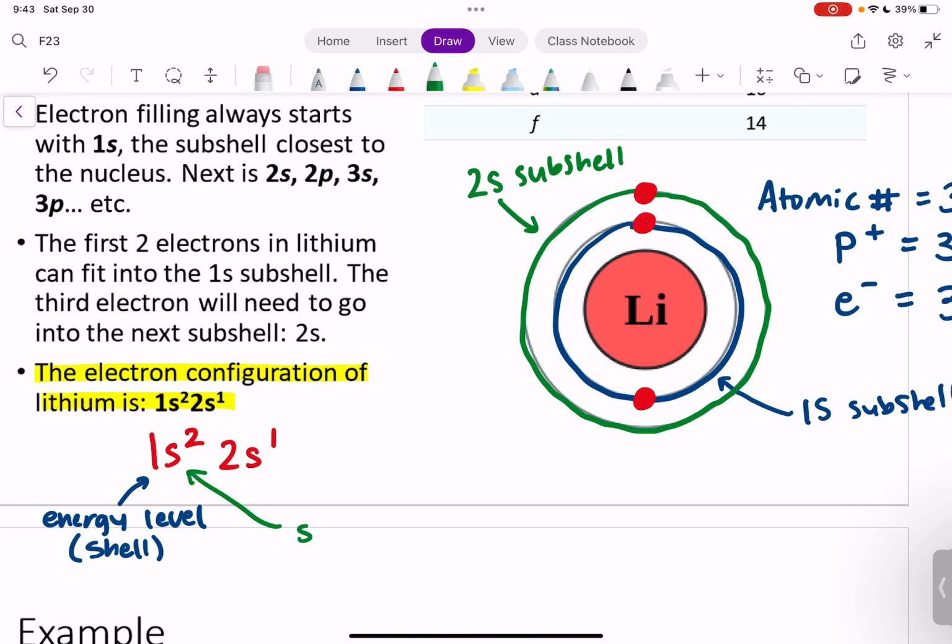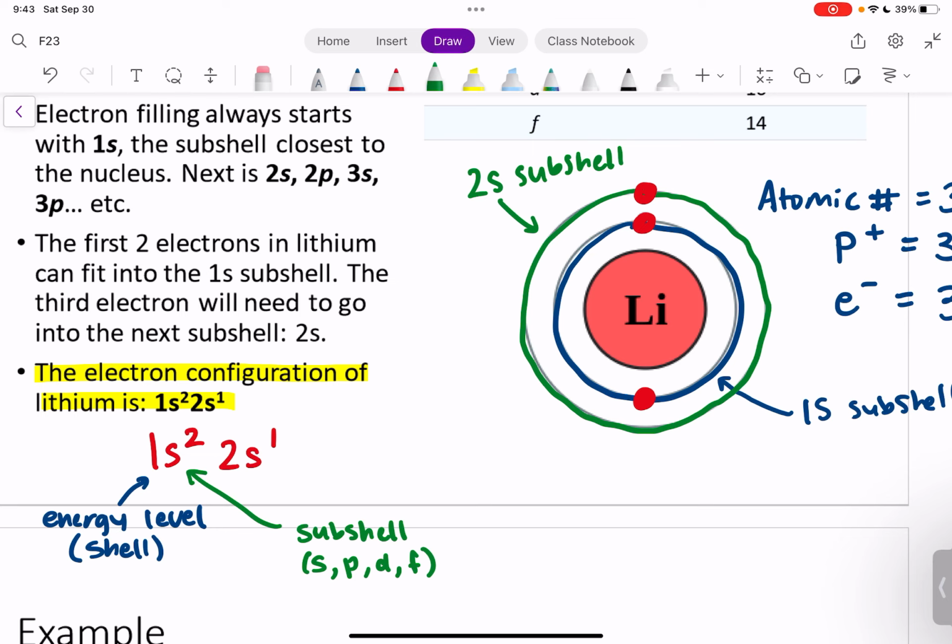Yeah, that's going to be the subshell, right? We said there are subshells, right? S, P, D, or F. So this particular subshell is an S subshell in energy level 1.